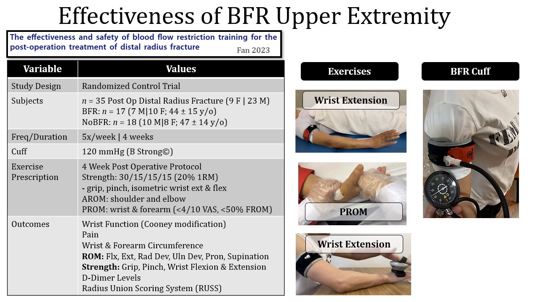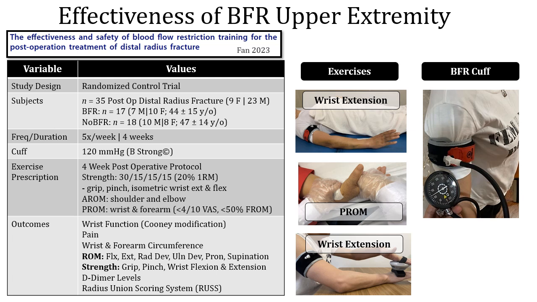They did it for 4 weeks, as I mentioned, with a variety of different exercises, including grip, pinch, isometric wrist extension and flexion, active range of motion, as well as passive range of motion. They took a whole host of different outcomes, including wrist function via subjective outcome measure, pain, wrist and forearm circumference, range of motion, and strength. They looked at D-dimer levels as well as the radius union scoring system, known as RUS.